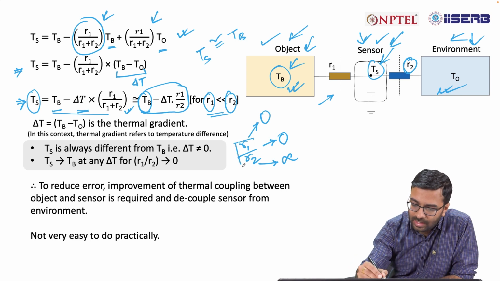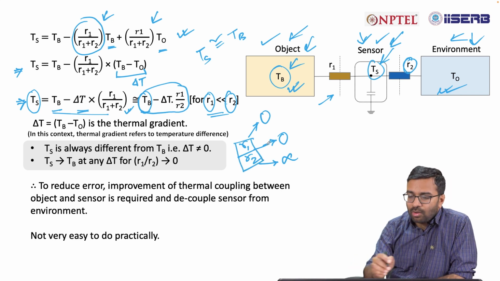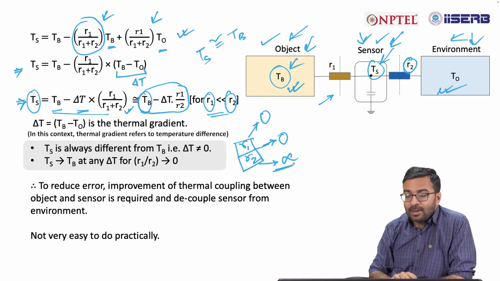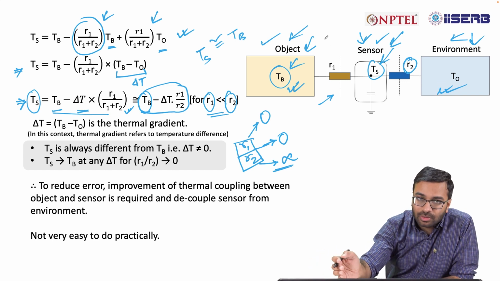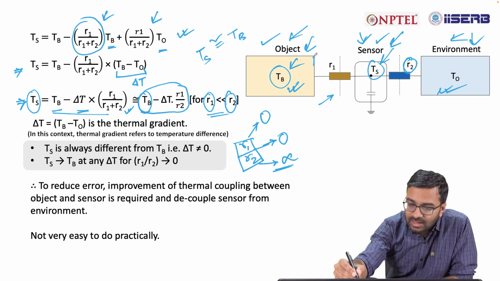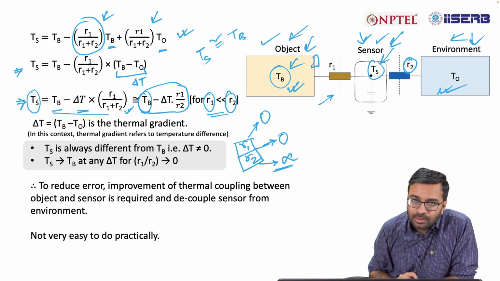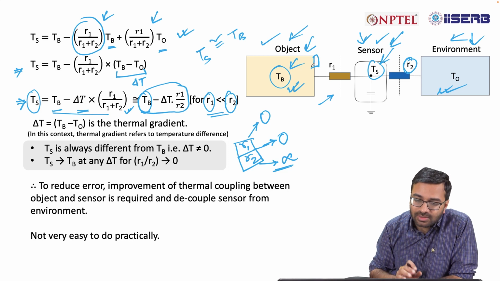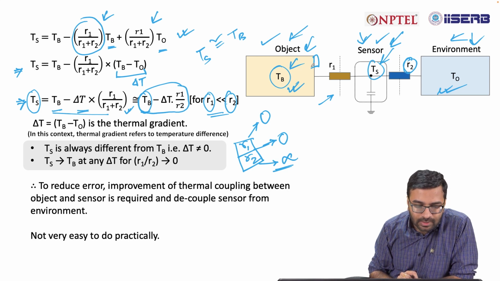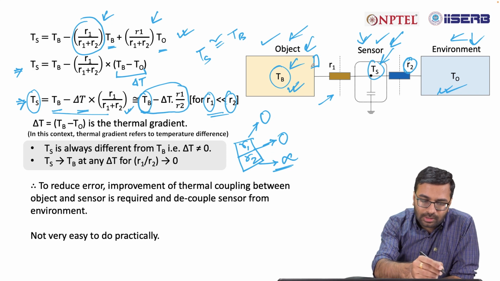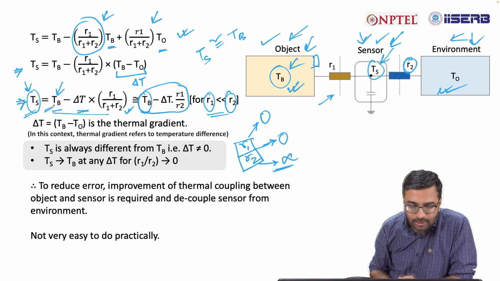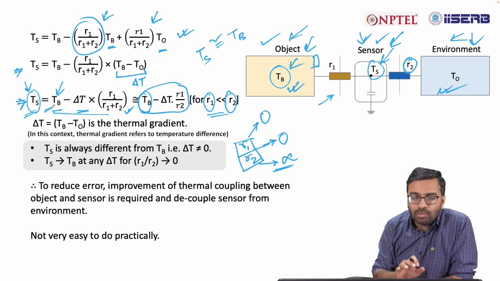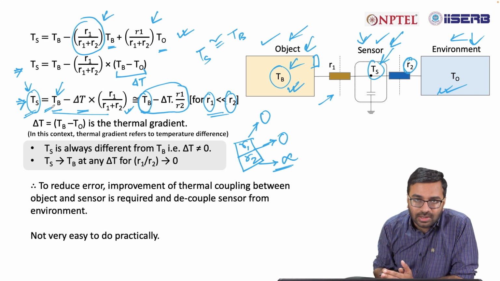Then only the entire expression can tend to 0. Now, R2 tending to infinity means that there should be a high decoupling from the environment, and the thermal coupling between the sensor and object should be very good. If the thermal coupling between object and sensor is very good, then you will find that your sensor temperature is more or less equal to the object temperature. So, this is something that one should achieve when developing a temperature sensor.